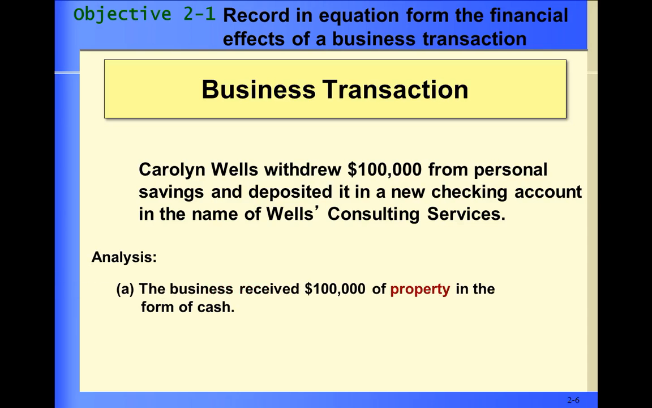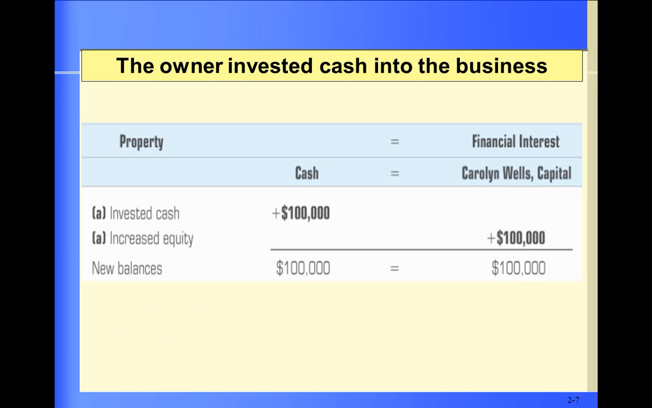So, in this case, we have the business receiving $100,000 in property or assets in the form of cash. At the same time, we've got to represent Carolyn Wells' $100,000 in financial interest as part of the owner's capital account. So this is what this will look like if we were to draw this with a basic equation. On one side, we've increased the balance of the cash account by $100,000. And on the other side, we've increased the balance of Carolyn Wells' capital account by $100,000. And obviously the equation balances on each side.